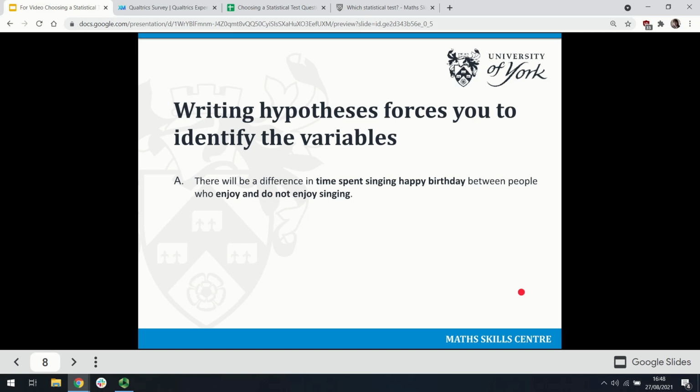So the first hypothesis I've pulled out of the questionnaire is here. There will be a difference in time spent singing happy birthday. We ask people to time themselves singing happy birthday. That's a measure, that's a variable. That's one variable that we're interested in. And then the other variable that I'm interested in is whether or not people enjoy singing or they don't enjoy singing. So that's my 2 variables there.